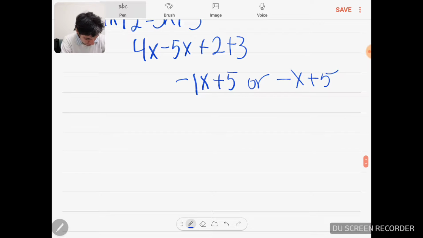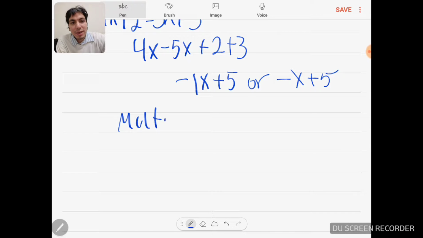So now, let's do one more. Well, actually, no. Let's try to understand multiplying expressions.